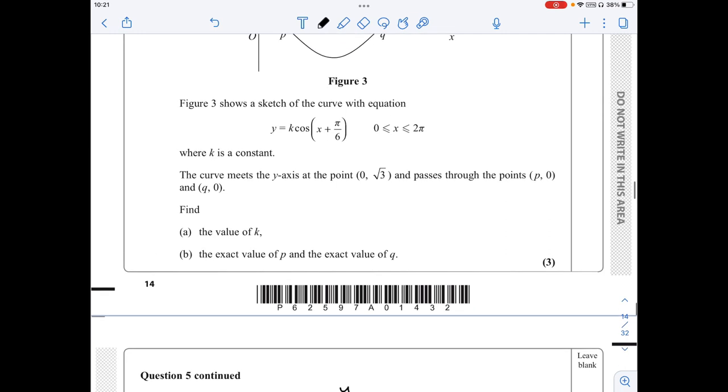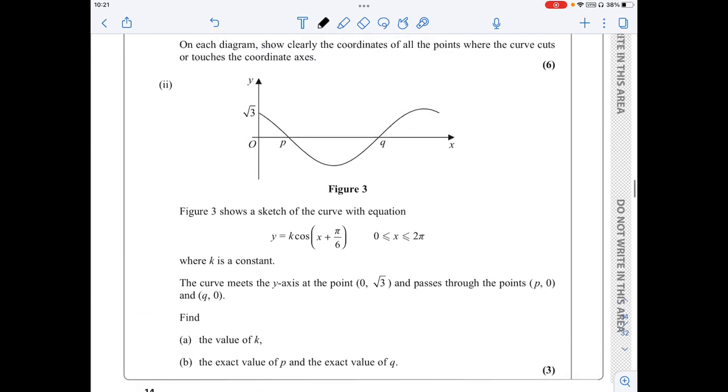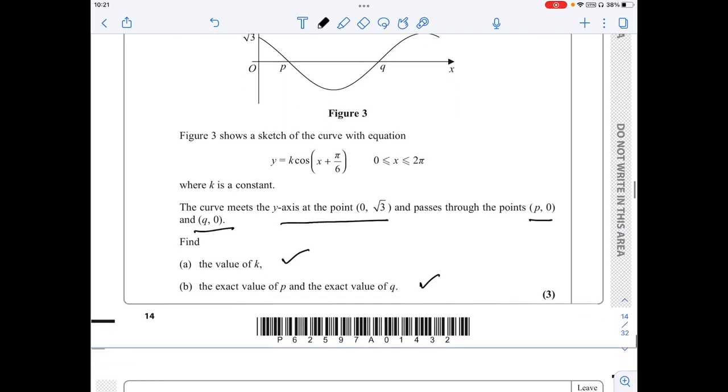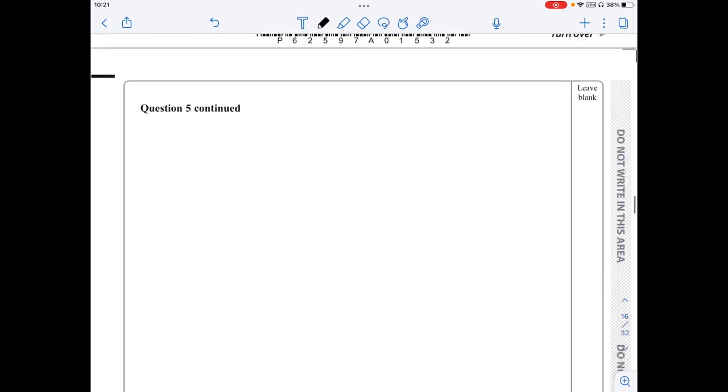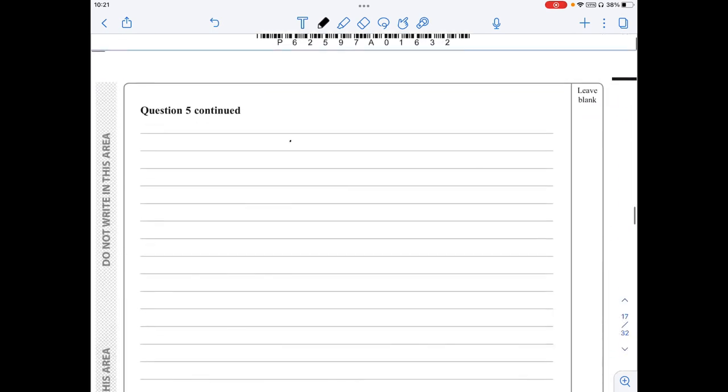Next part, the curve meets the y-axis, figure 3, part 2. Figure 3 shows a sketch of the curve y equals k times cos of (x plus pi by 6). The curve meets the y-axis at 0 comma root 3 and passes through the points p comma 0 and q comma 0. Find the value of k and find the exact values of p and q. So what is the equation of the curve that has been given? y equals k times cos of (x plus pi upon 6).